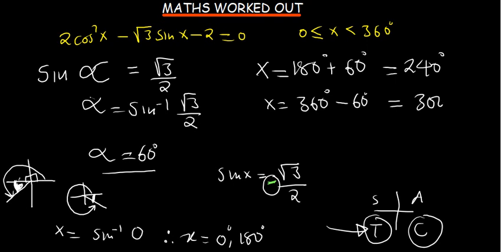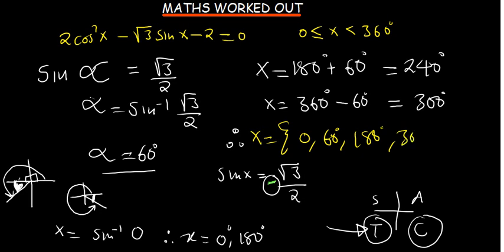So that is what? 300 degrees. So therefore, the solutions to this question, we have got x being equal to, the first one is 0, the next one is 60, next one is 180, the next one is 300 degrees.